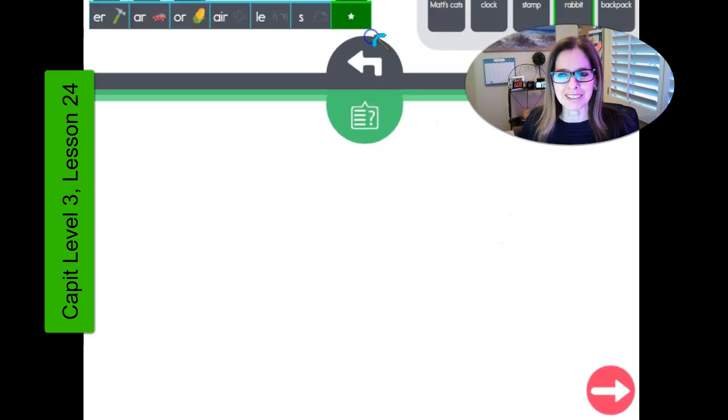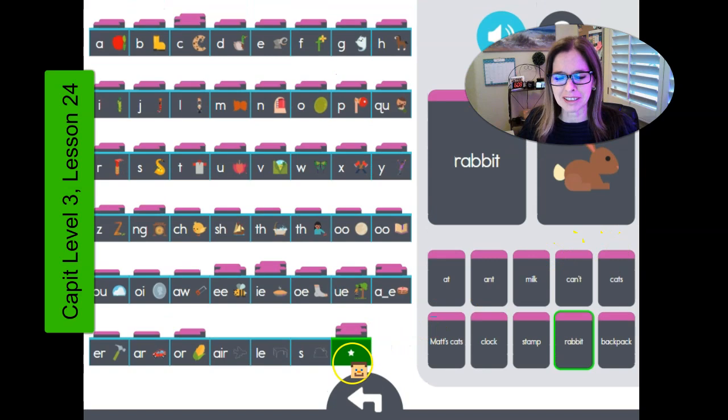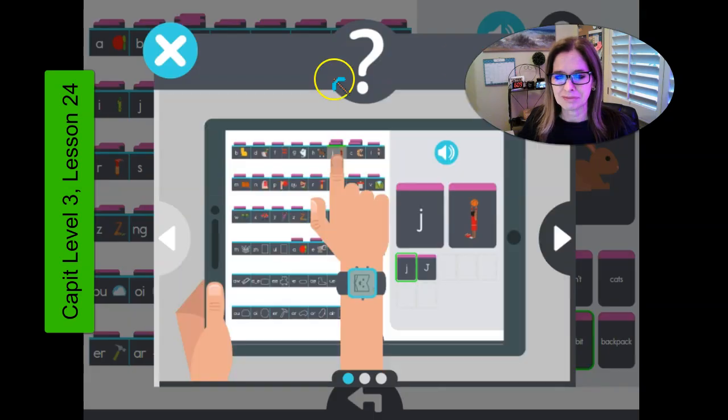And there went our spelling card. Remember, our spelling cards are in our pocket chart with all of our sounds we've earned, all of the advanced phonics sounds we've earned, and all of the spelling cards we've earned up to this date. And today's sound and card is Rabbit. Remember, you can use your spelling card anytime you are in a lesson in CAPIT.